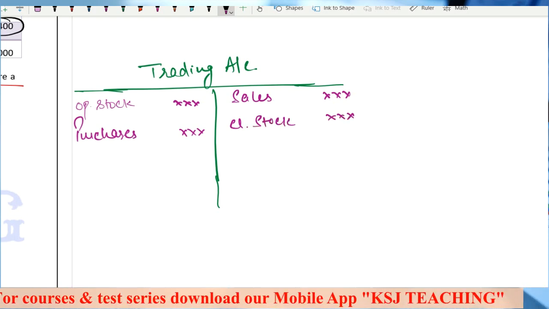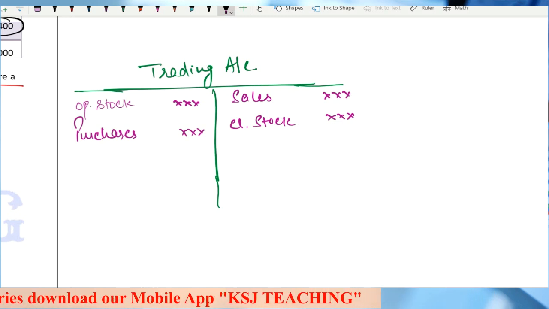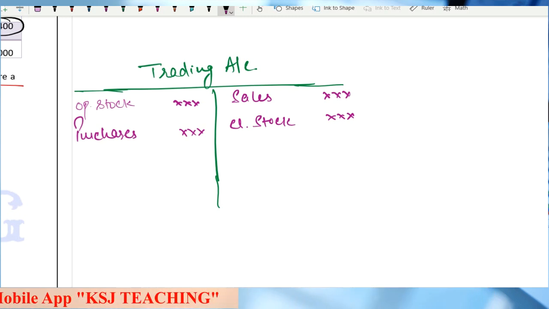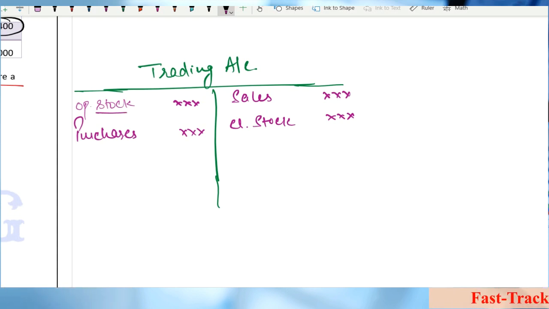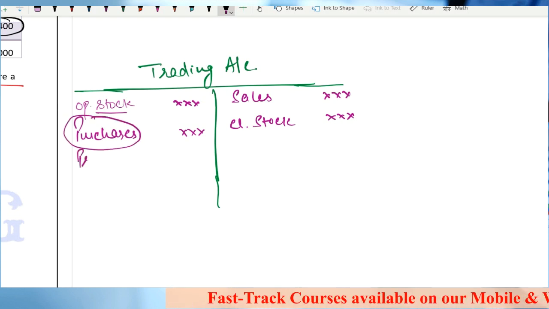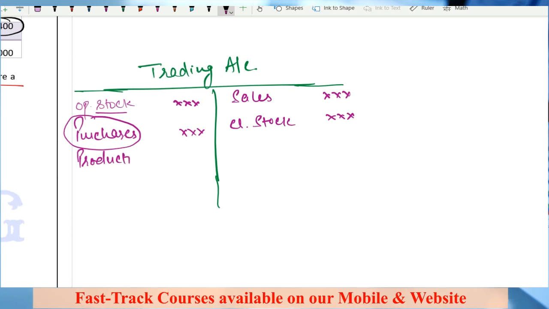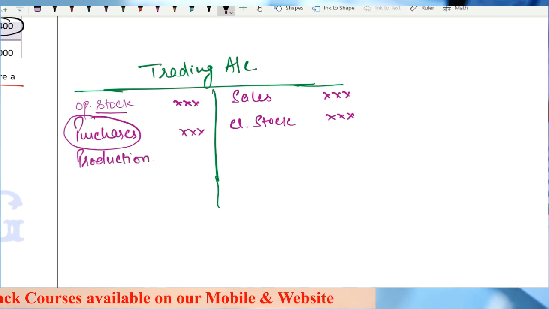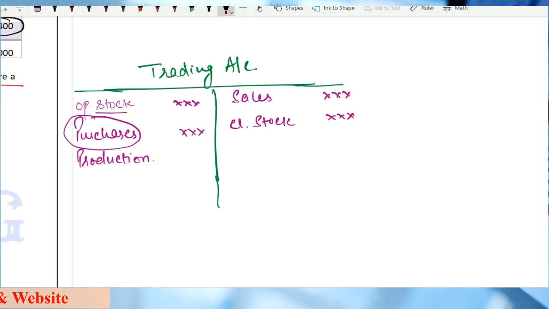For a manufacturing concern, if you have to prepare such an account, what will you do? Opening stock will be there, and instead of purchases, for the finished goods I am talking. Purchases is for the trader. For the manufacturer, here you will say the production. Any doubts? Purchases is for the trader who is purchasing the goods and selling the goods.